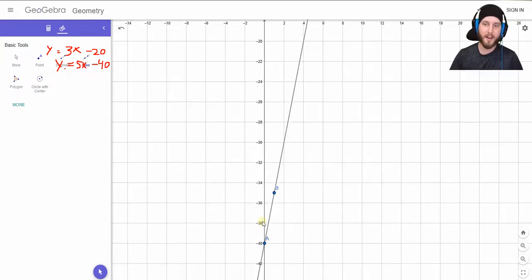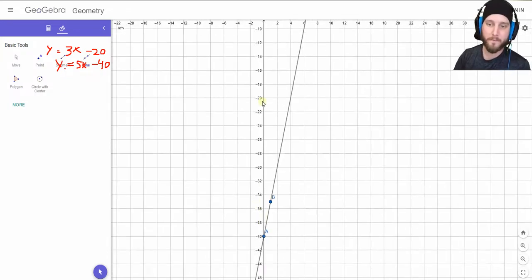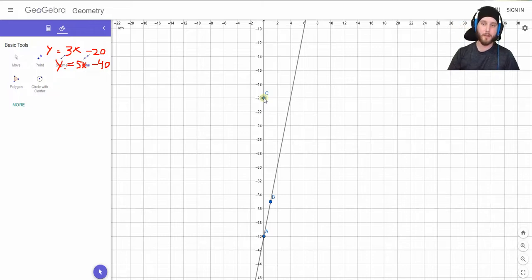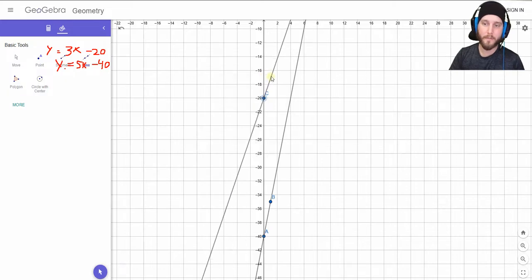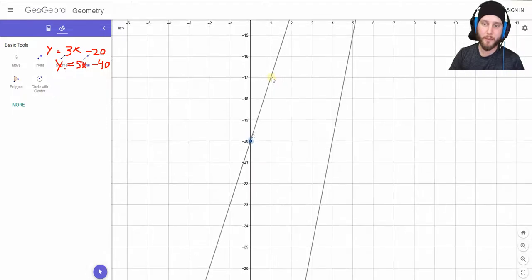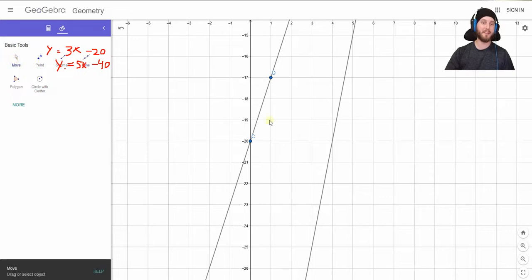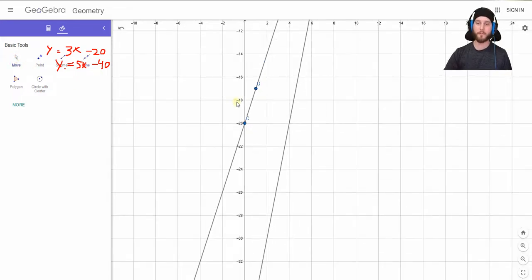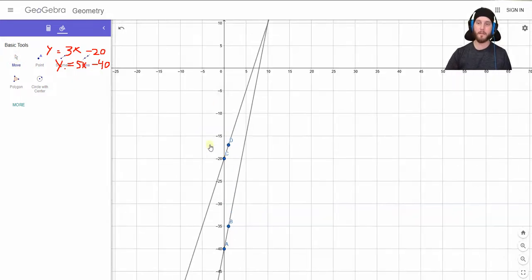For Jane's line, she starts at 20, okay? And she sells them for 3 each. So that means she's going to go up by 3 and over by 1. So 20, 19, 18, 17, and over by 1. Can't quite see the 1. Let me zoom in. Here we go. There's the 1. So let's zoom out and move around and see where they cross. It's going to take a minute, but we can find it.